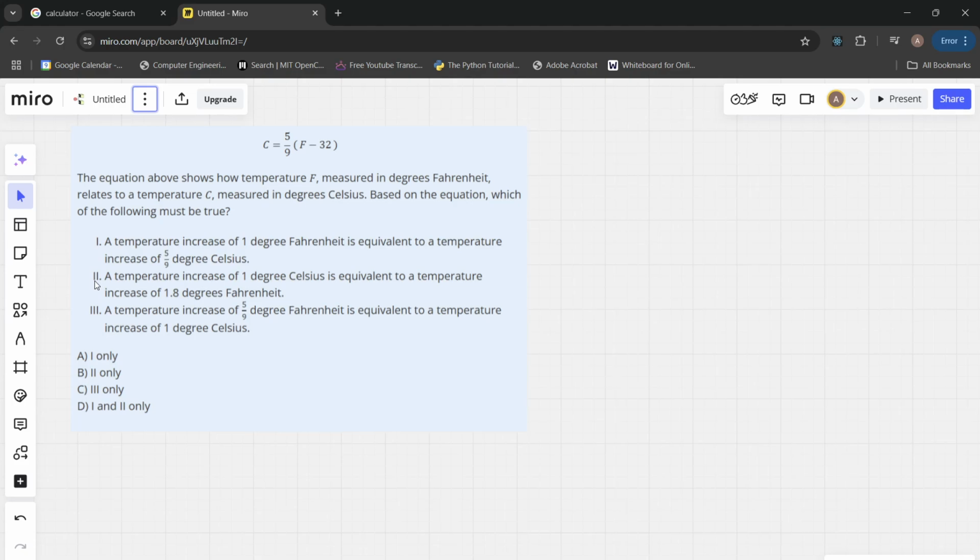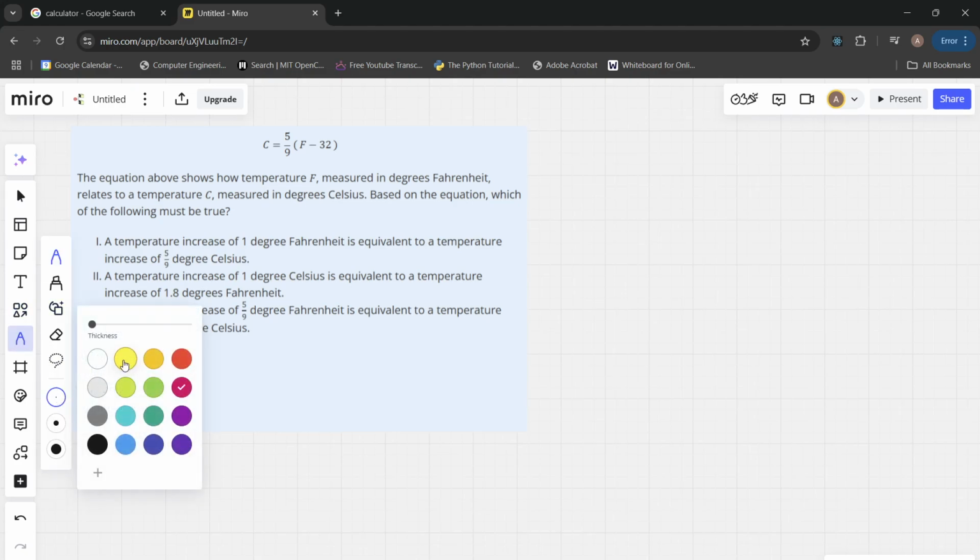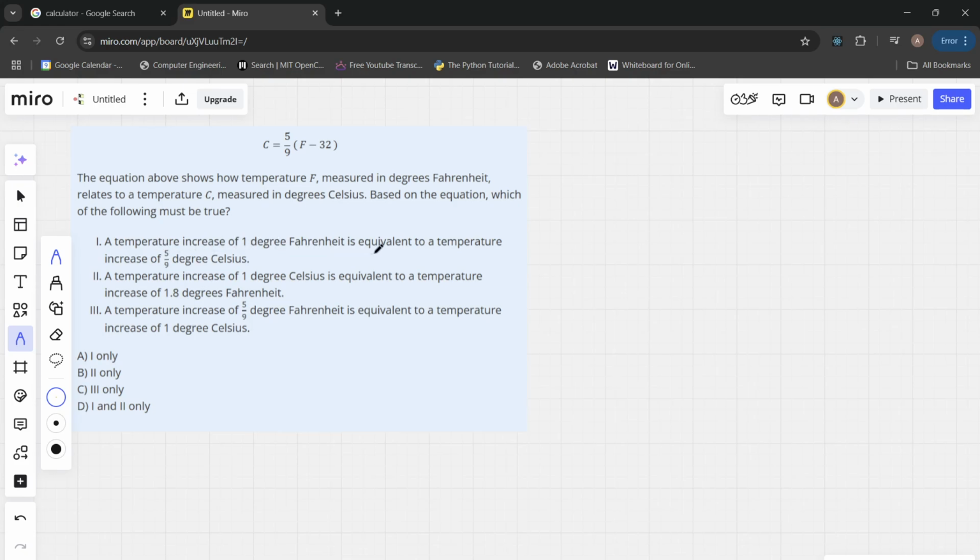So we're given three choices and we're supposed to tell which of these choices are correct. So let's go over each of these choices and try to determine if they are true. Beginning with the first statement, it says a temperature increase of 1 degree Fahrenheit is equivalent to a temperature increase of 5 over 9 degrees Celsius. So what we can do is plug in two values for F and see how the values for C change. If an increase of the values of F by 1 degree leads to a temperature increase of 5 over 9 degrees Celsius, then this statement is true.